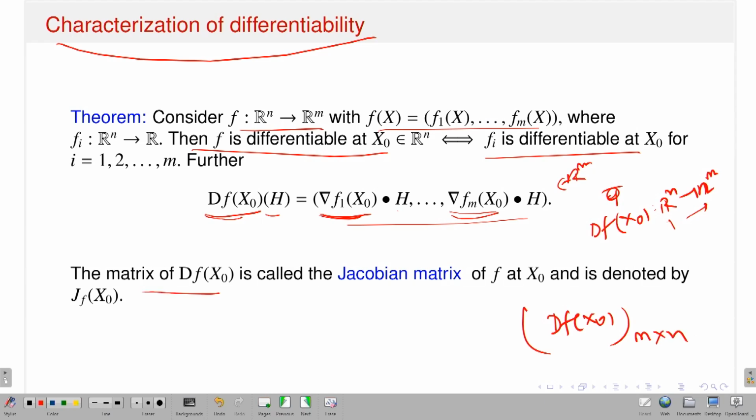So, the matrix of df at x naught is called the Jacobian matrix of f at x naught and is denoted by J suffix f at x naught. And if my function is differentiable from Rn to Rn, you can write the Jacobian matrix of f at x naught in terms of the partial derivatives of its component functions. It actually follows from there.